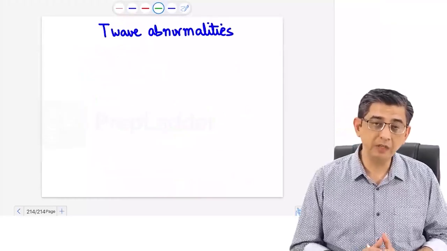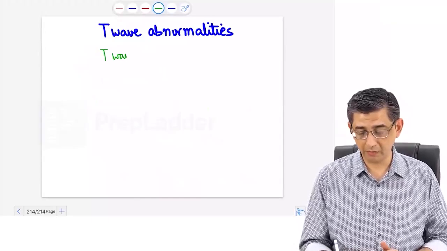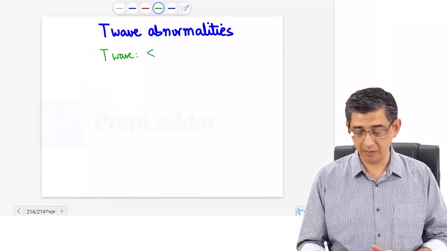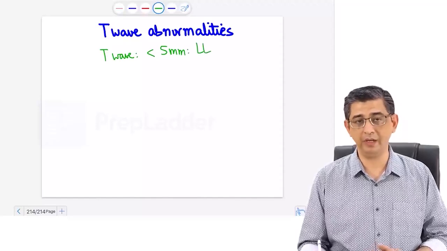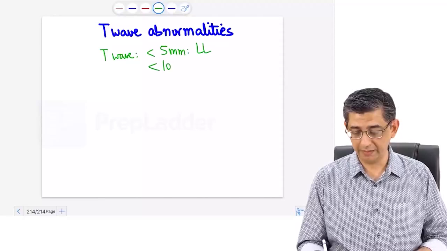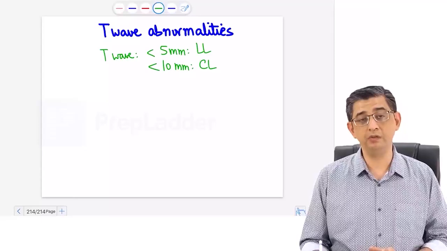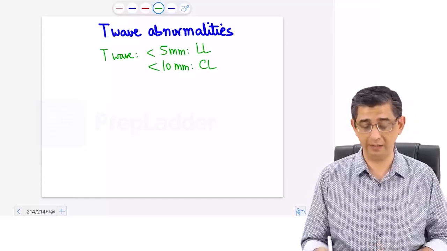The next part that we will discuss is about T-wave abnormalities. We will first talk about the normal height of the T-wave when it comes to the limb leads or the chest leads per se. Please remember, the height is less than 5 mm when it comes to limb leads, I've written LL. And if the vertical height is less than 10 mm, that would be for chest leads. So why are we studying this? Because if the height is more than this, then we can call it either a hyperacute or a tall tented T-wave.